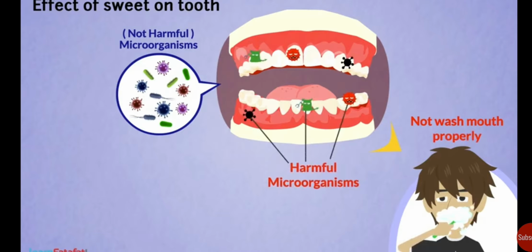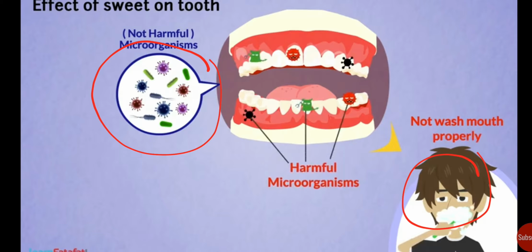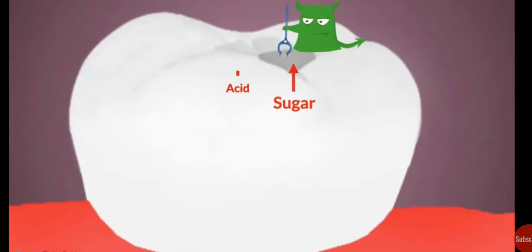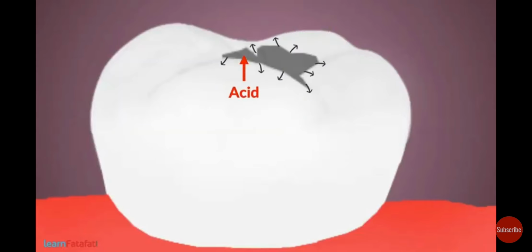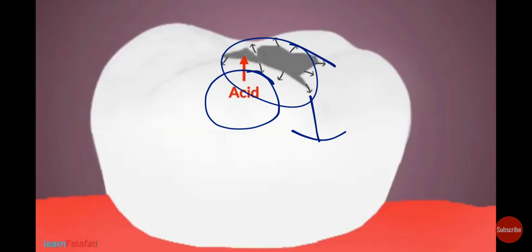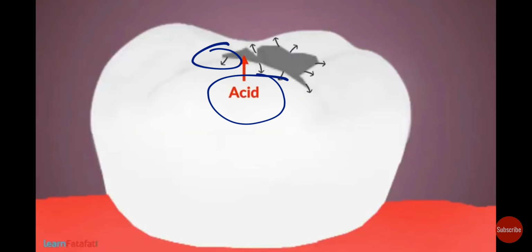Eating too much sweet can damage the teeth. Our mouth is a living place for many microorganisms. They are not disease causing, however. If you did not wash your mouth properly every day, then other harmful microorganisms begin to grow. These harmful microorganisms convert the sugar into acid. The acid acts on the teeth and damages them. This acid forms cavity in the teeth, which results in tooth decay.